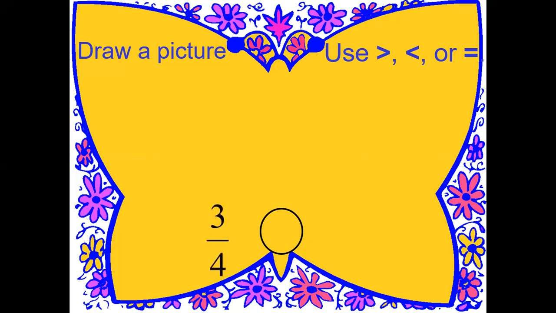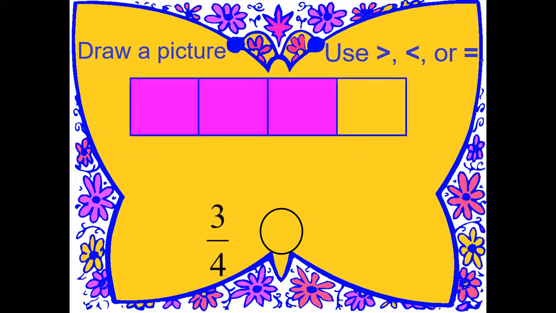All right, here we have 3/4, and this is what 3/4 looks like. The whole is 4 parts, and the amount that we're considering is 3 parts. So that is 3/4. Now here we have the fraction 5/6.